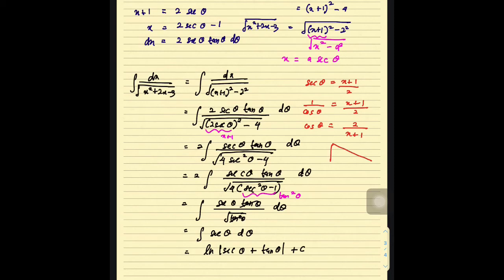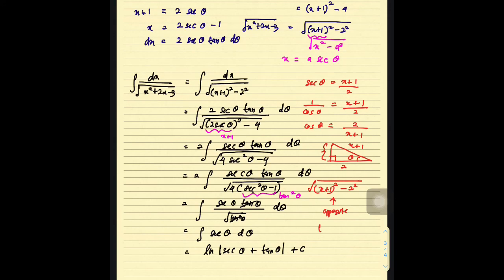So we can draw this right-angled triangle. We have here theta. Cos is adjacent over hypotenuse. Your adjacent is 2, so your hypotenuse is x plus 1. So what will be your opposite? The opposite is equivalent to the square root of x plus 1 squared minus 2 squared. So this is your opposite.